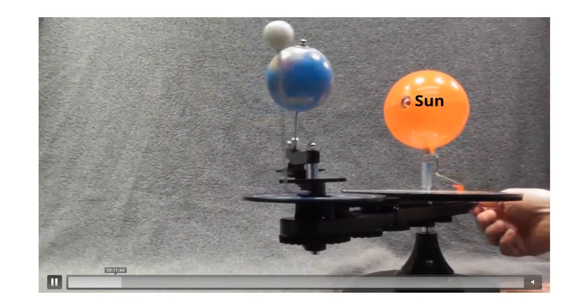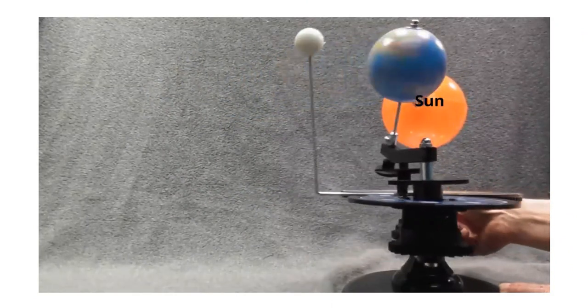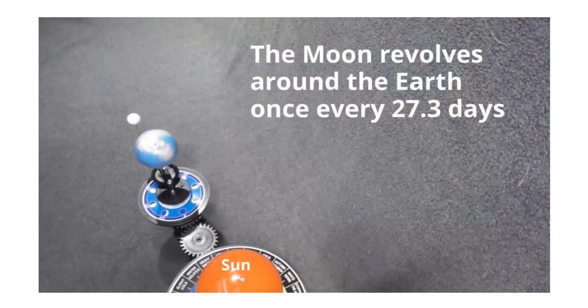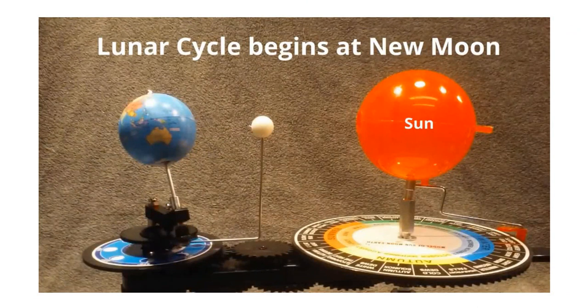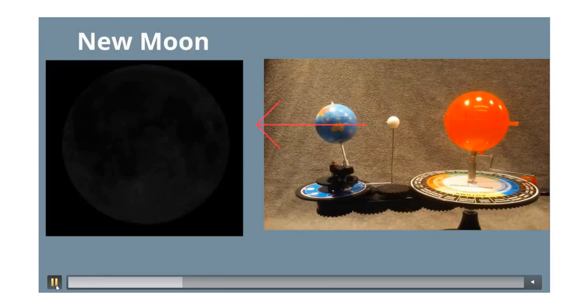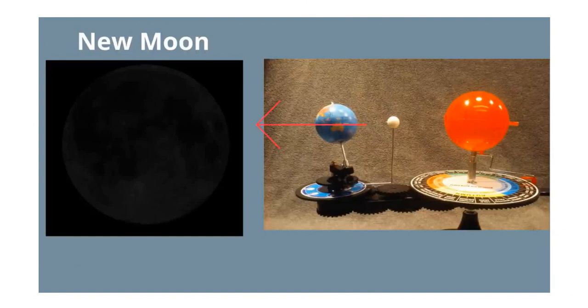See this, Earth is revolving round the Sun and Moon is revolving round the Earth. The Moon revolves around the Earth once in every 27.3 days. Here, the lunar cycle begins. The people on the Earth see that now the Moon is in the same direction as the Sun. So the side that is facing the Earth is under shadow. We cannot see the Moon then.